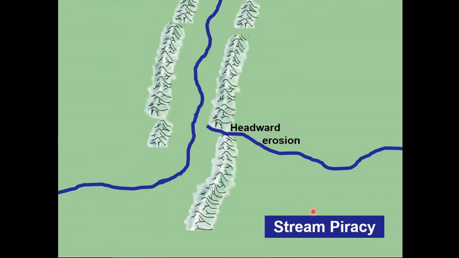But what actually is stream piracy? A pirate steals, okay? So in other words, this river is going to steal water from that river over there, right? So piracy, you steal. So that river is going to steal water from that one. How does it steal? It's going to steal it through this process, and this process is called headward erosion. Right, so eventually, headward erosion, and if we had some more time, I'll explain headward erosion again. Right, headward erosion is taken away.